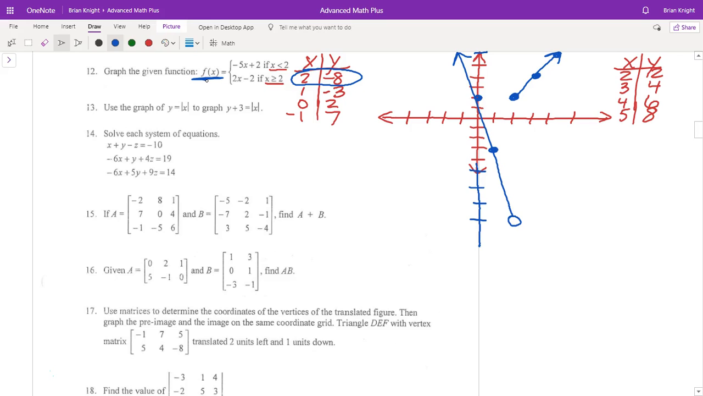13, use the graph of y equals absolute value of x to graph y plus 3 equals the absolute value of x. So, I am going to erase my beautiful graph over here so we can make a new one.